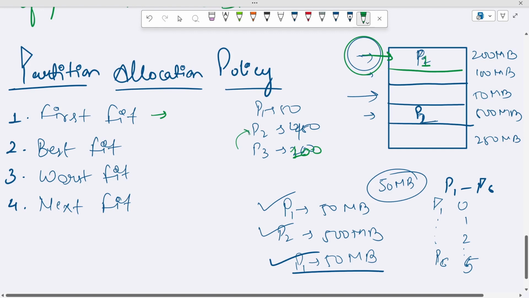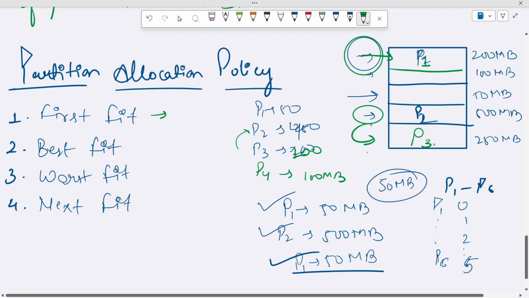So the previous process is P2. P2 is allocated to this block. Now you have to check the next block after that particular process. P3 needs 100, and there is 250 space. P3 can easily reside there. So P3 gets it. Now let's say P4 is a process which needs 100 MB. So now you can start from the start. This is how next fit works. Where you leave the process, the next process's memory allocation will start from that next part.